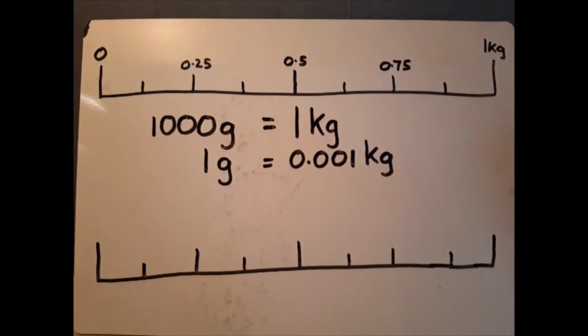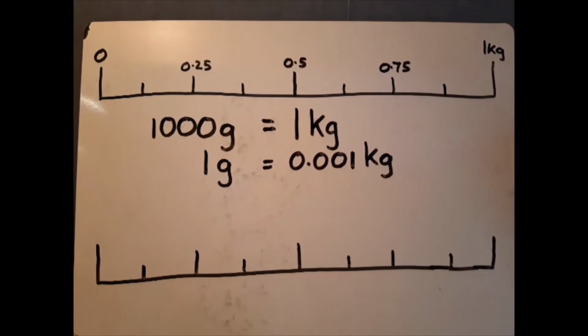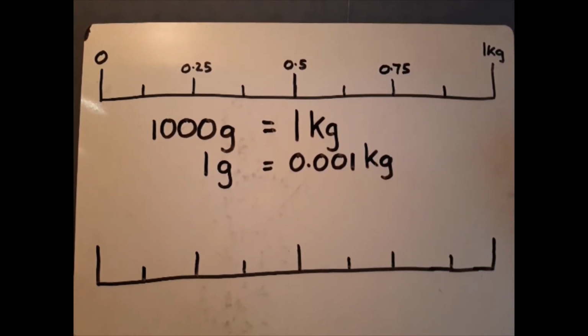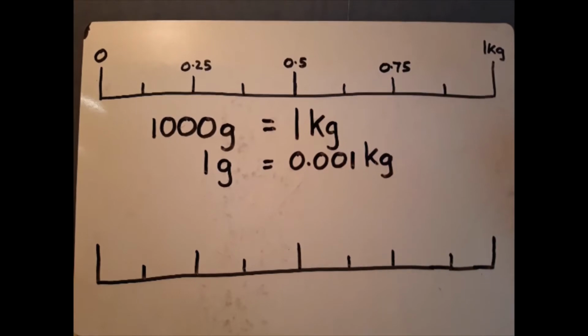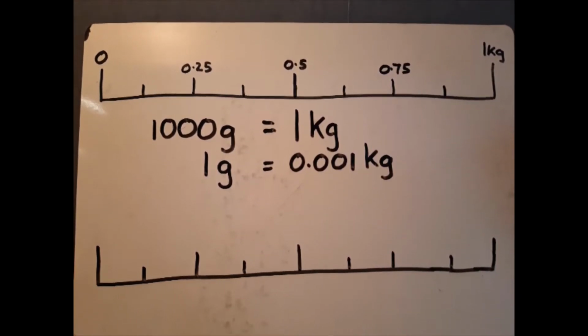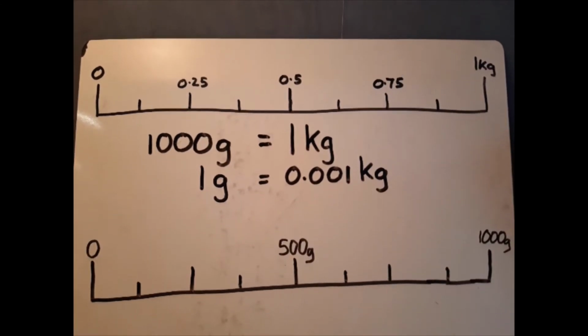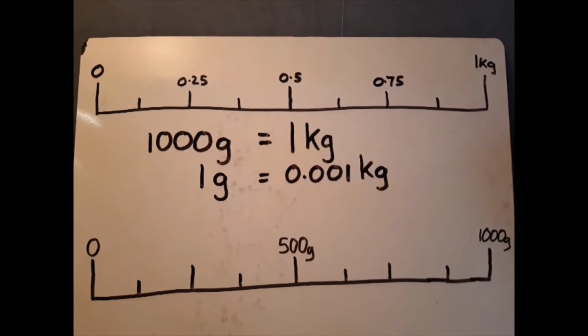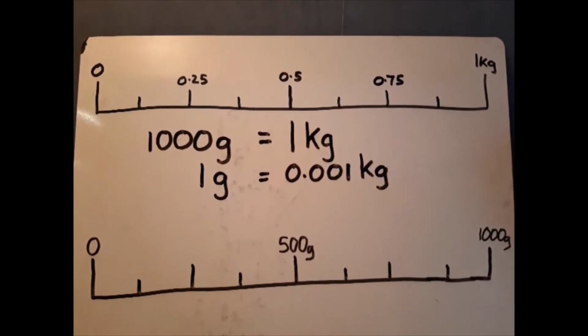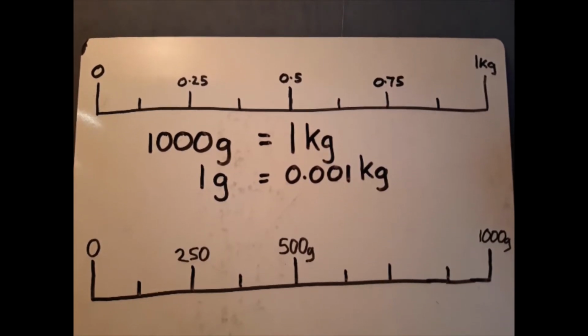Now, what I'm going to do is use the 1,000 grams equals 1 kilogram to fill up the bottom line. Okay, so I've filled up part of it. What I've done is I've changed the 1 kilogram into 1,000 grams. And then halfway, I've put 500 grams because 500 grams is half of 1,000 grams. And now, halfway between 0 and 500 is 250. 250 is half of 500.